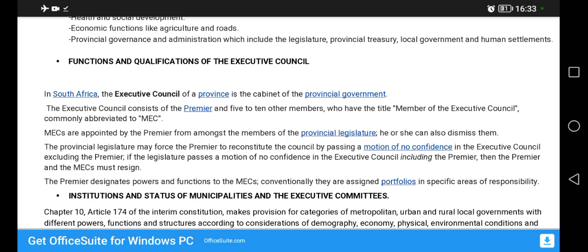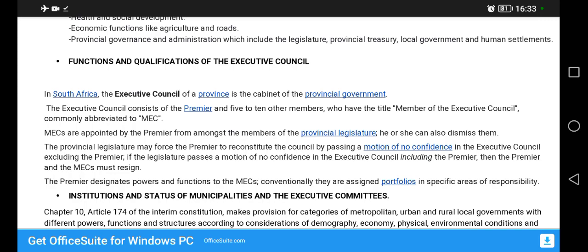So remember, this is what I said. Cabinet consists of what? President, deputy, and ministers. But in this instance, we're talking about what? The Executive Council. So the Executive Council now, it's what? The Premier. The Premier acts as what? The President. And the Premier, of course, he's got his deputy, all right? And he's also got his ministers. But we don't call them the ministers. We call them the MECs. So there are about 5 to 10 members each.